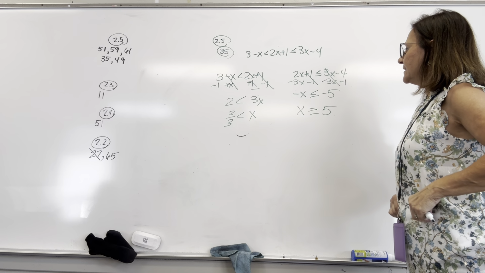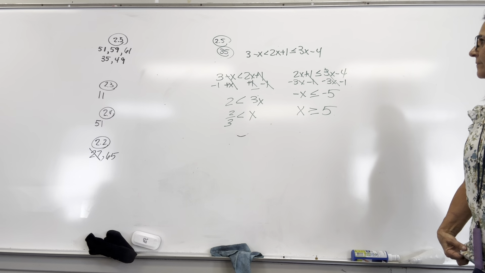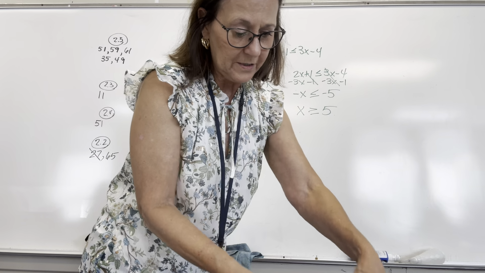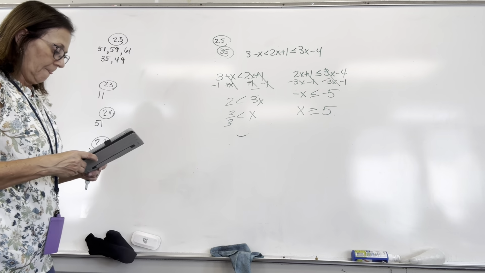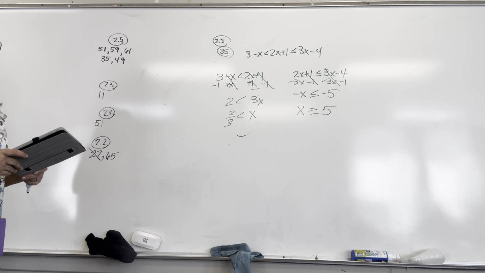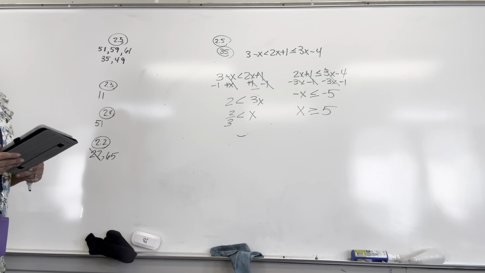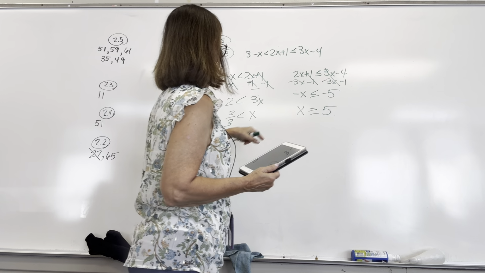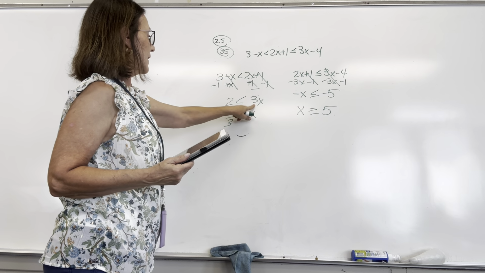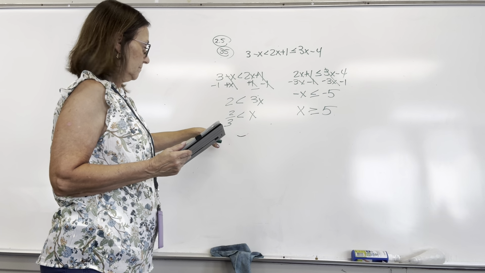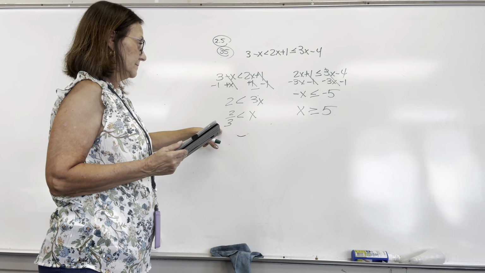X has to be less than 2/3. Wait, can you please? Yes. That is not what your textbook says. Wait, when you divided by 3, why didn't you move the sign? I subtracted. No, I meant on the other one, when you divided by 3. Because it's a positive number. Oh, okay.